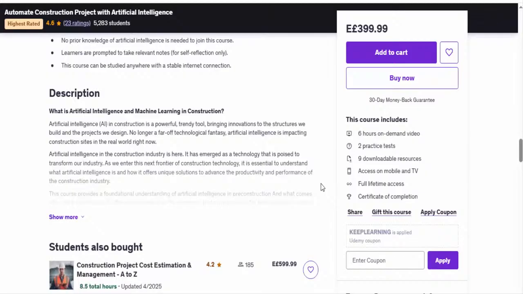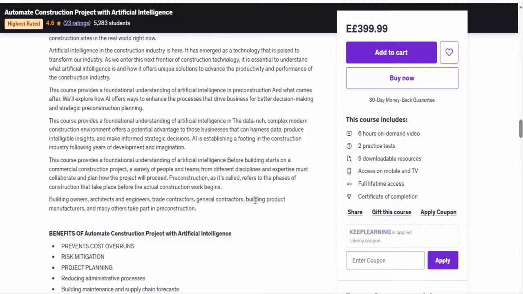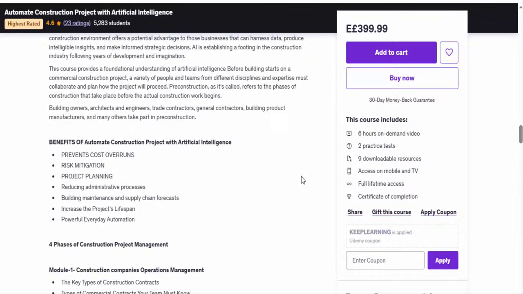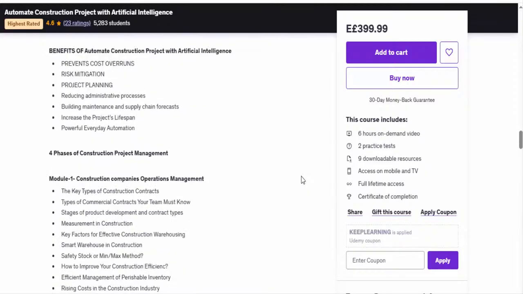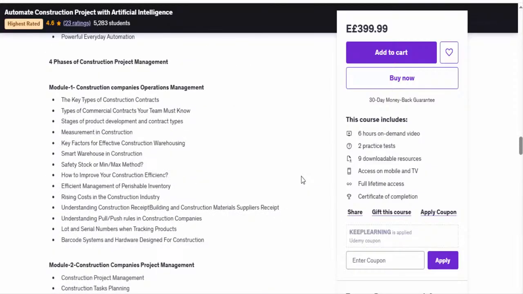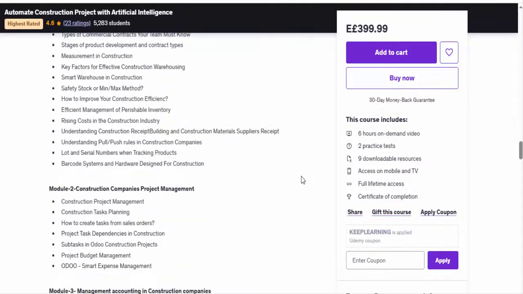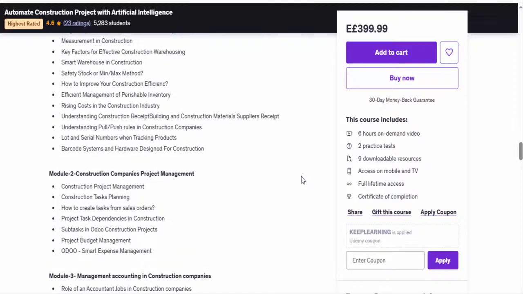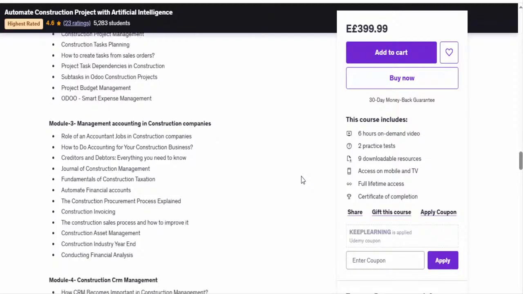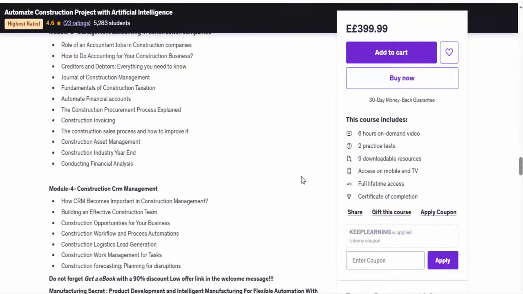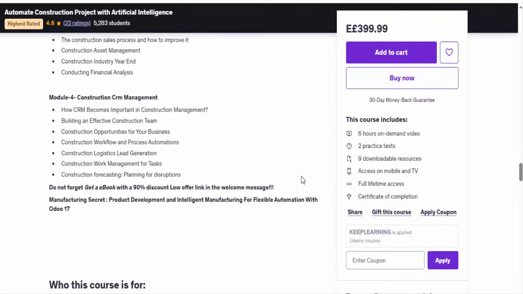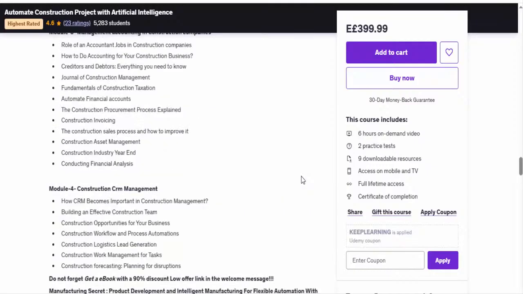This course provides a foundational understanding of artificial intelligence before building starts on a commercial construction project. A variety of people and teams from different disciplines and expertise must collaborate and plan how the project will proceed. Pre-construction, as it's called, refers to the phases of construction that take place before the actual construction work begins. Building owners, architects and engineers, trade contractors, general contractors, building product manufacturers, and many others take part in pre-construction.